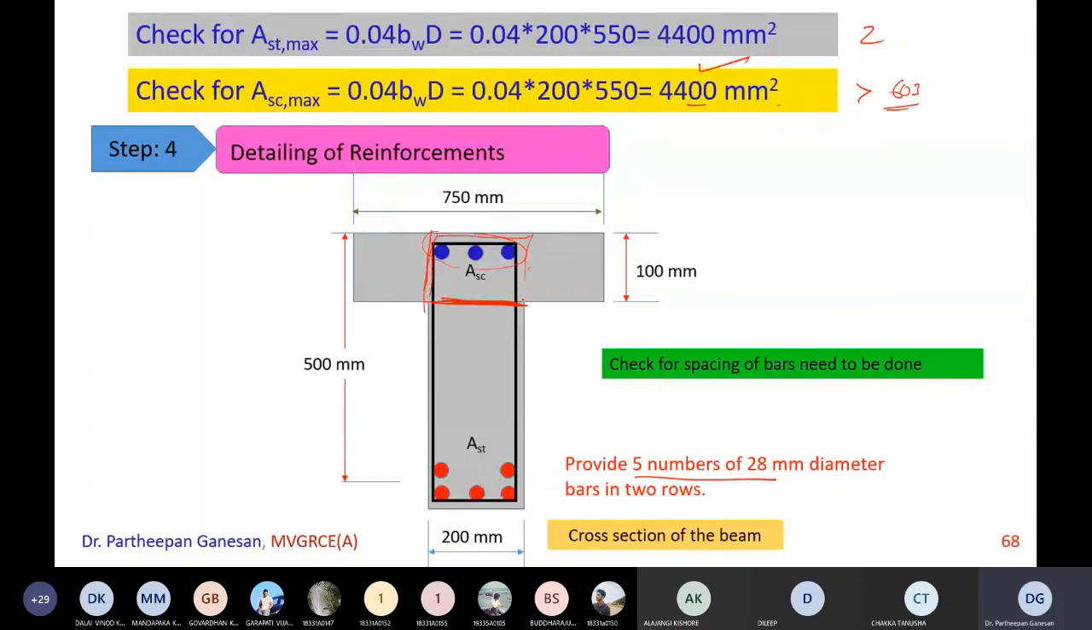That is why there will be a perfect bond between the slab and the beam. So don't think that you have to provide the compression steel only here. That is completely wrong. Your compression steel should be in the topmost area. So this is 3 numbers of 16 mm diameter bars. And of course, the spacing of bars needs to be checked as we did in the previous problem.